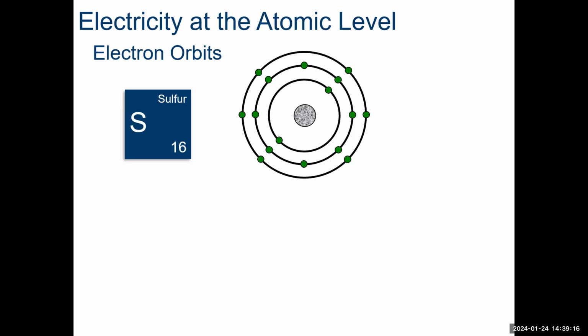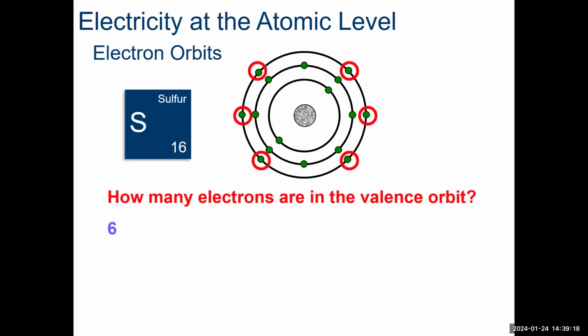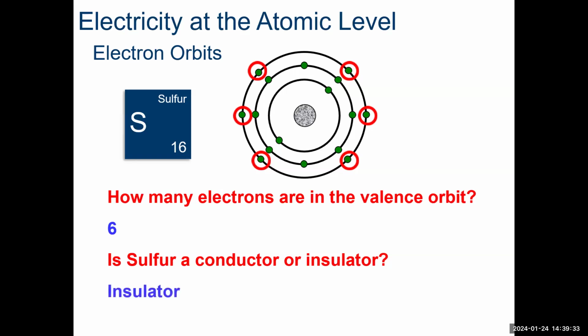It has 1, 2. Well, it'll show you how many electrons in the outer. It has 6. So is it a conductor or an insulator? Well, it's full. It's got 6. Doesn't have 8, but it wants to keep them. Okay, it wants to keep them. So it's an insulator. All right.